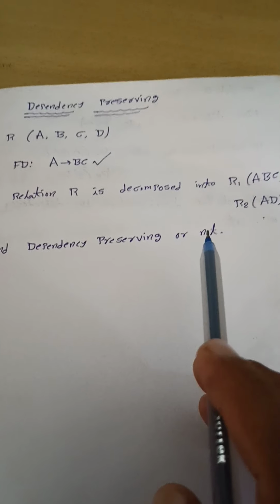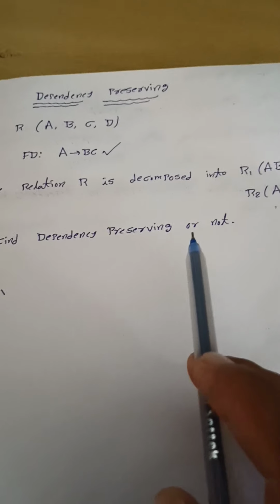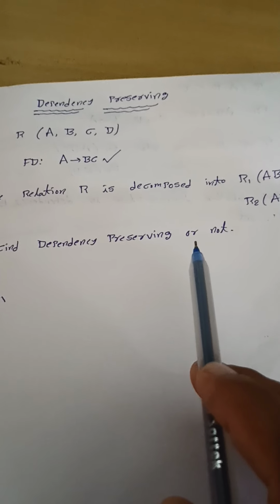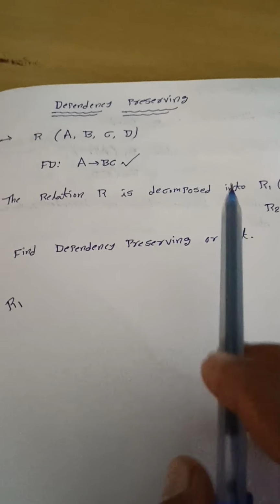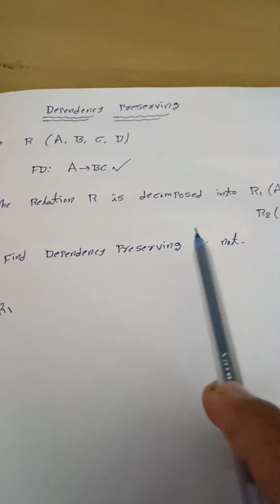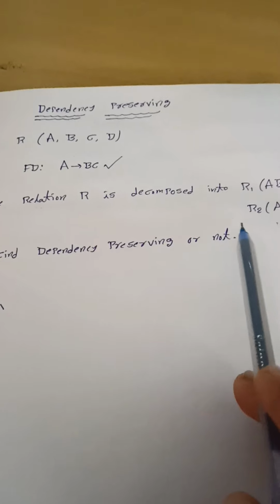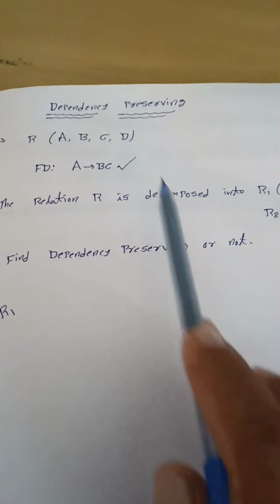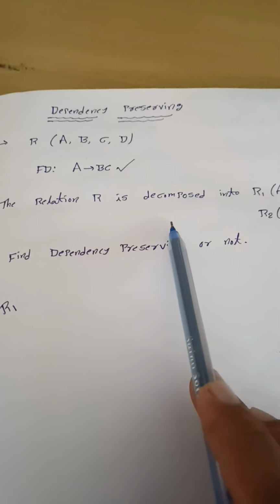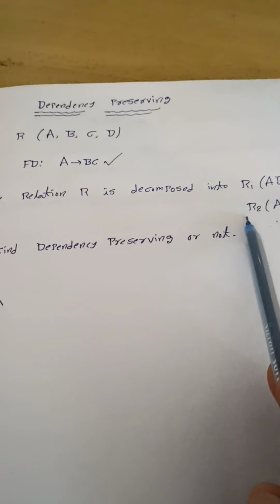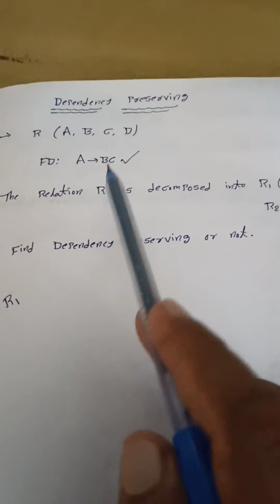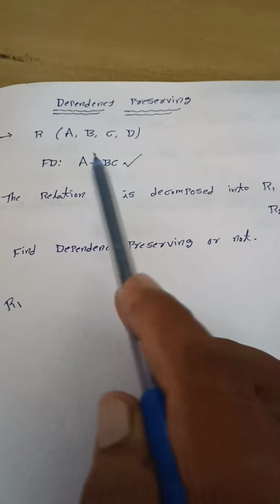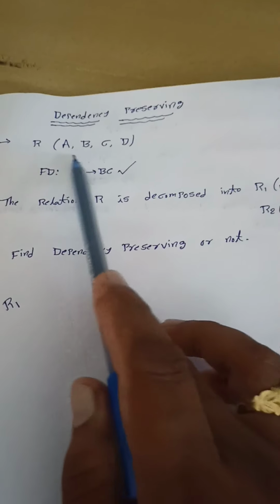Actually, in our database management system, two different types of decompositions are there. One is lossless decomposition, and the other is dependency preserving. In today's session I will explain only dependency preserving. Now how will we find out whether this decomposition satisfies dependency preserving or not? We already know one functional dependency for this table: A implies BC.